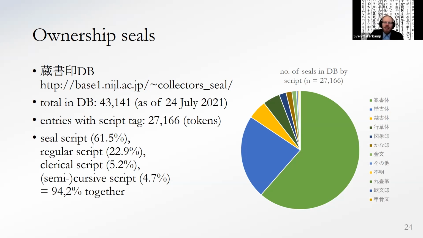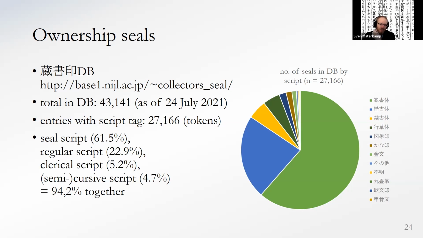Well, the numbers are a little misleading, maybe, as we're talking about tokens rather than types here. In other words, in the case of major book collectors, you may end up getting dozens of entries for the same seal by the same person. Nevertheless, these numbers should be sufficient to make the point that ownership seals typically feature an inscription in Chinese characters. No surprise here, mostly in seal script or to a lesser degree in regular script. Clerical script or cursive forms occur as well, but are already much rarer. And any other sort of script is exceedingly rare in general and also in this sample.